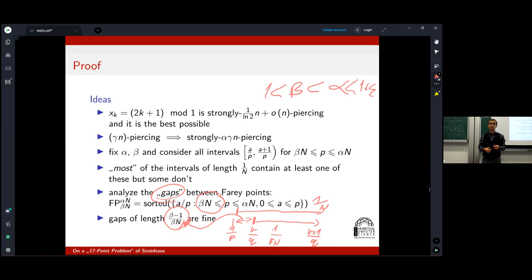And let's hope that this rest is not too big, and maybe we can fix it by a different approach. Okay. So let's focus on those gaps between fractions with a fixed set of denominators.